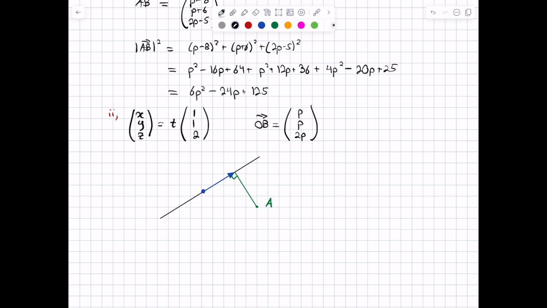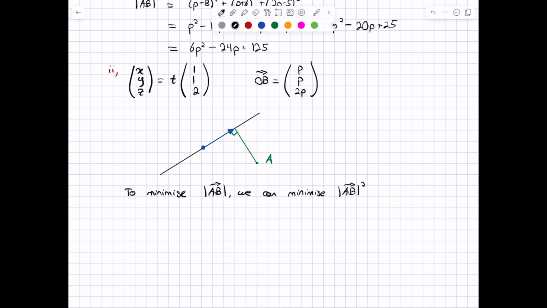So we'll say the following. To minimize the length of AB, we can minimize the length of AB squared. So we're going to consider this expression as a function. In fact, it's a quadratic, and we're going to try to minimize it. So the length of AB squared is a quadratic in terms of p. And I know that it's a concave up quadratic. So if I want to minimize this, it would be equivalent to finding the vertex.